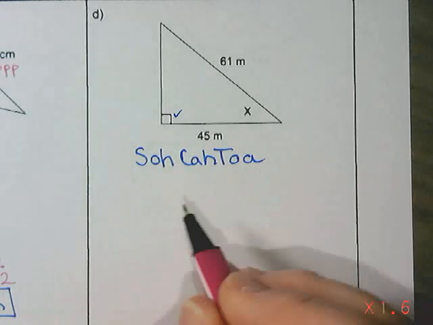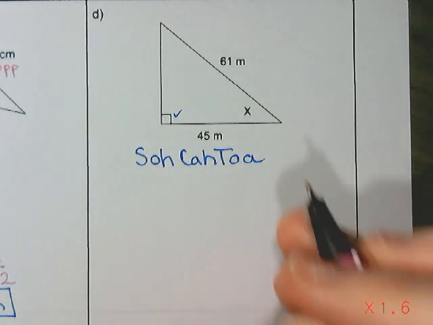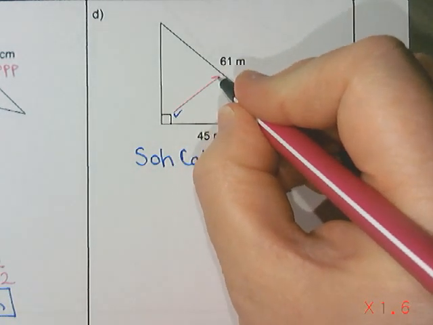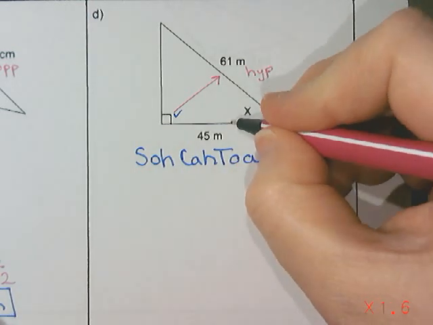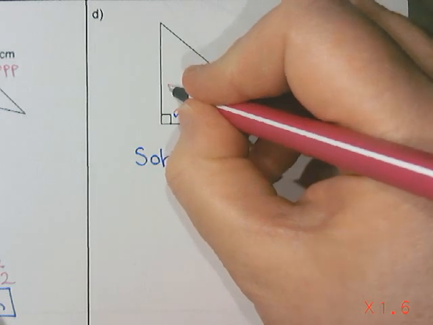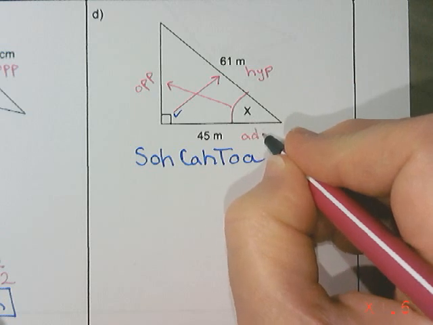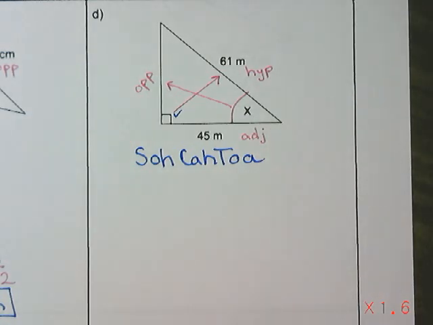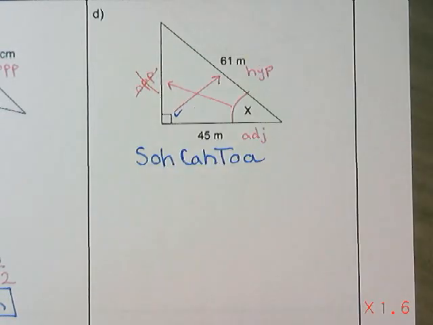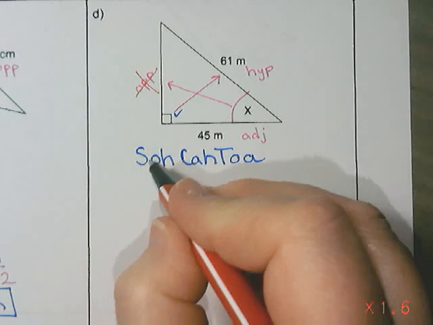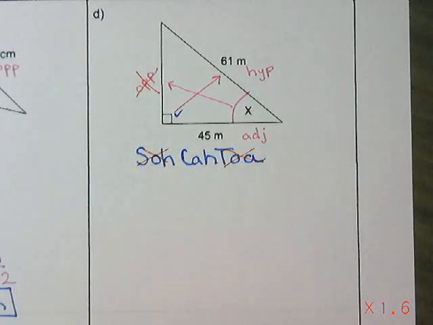So first, I'm going to label using O, H, and A, or opposite, hypotenuse, and adjacent. Across from that right angle is the hypotenuse. Now, across from the angle that we are looking for is going to be my opposite. And then the one beside that angle is my adjacent. This time, the side that I do not know anything about is the opposite. So I am going to eliminate any of the ratios that use O for the opposite. And that leaves me with cosine.